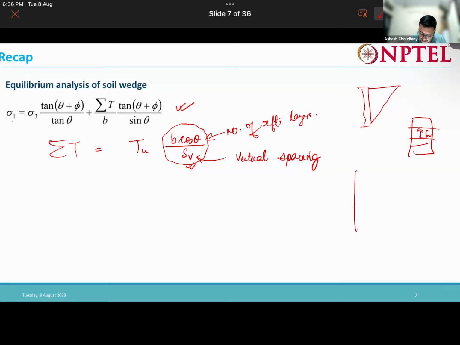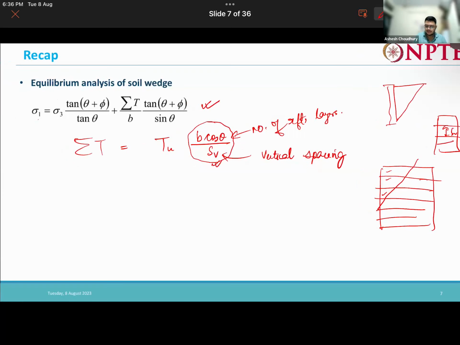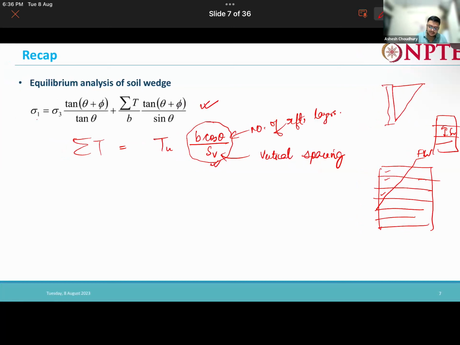Okay, so say you have a soil here. Say the failure occurs like this. So these are the number of reinforcement layers that are cut by this failure wedge. Okay. Now this is in the case of tensile or rupture failure. And what will be this in case of the pull out failure?